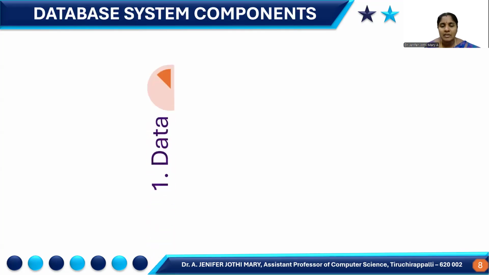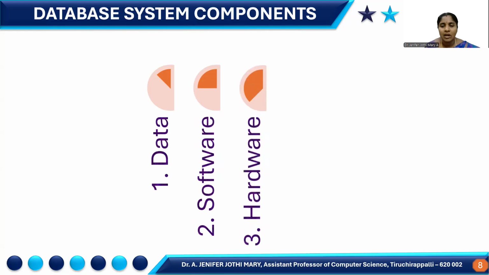What are the four components of a database system? First comes data, the second component is software, third hardware, and finally users.